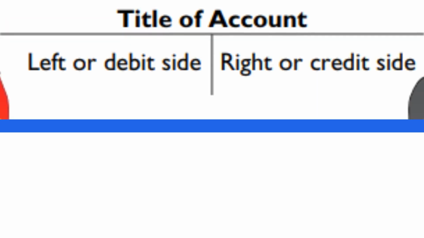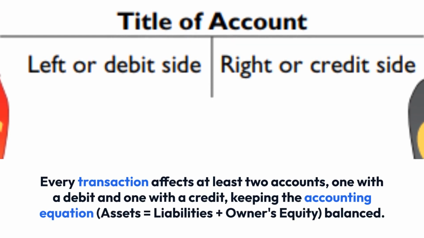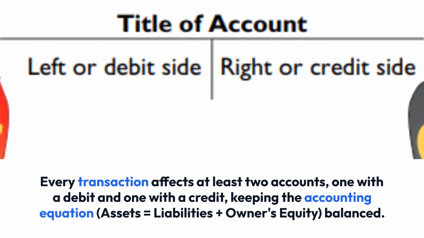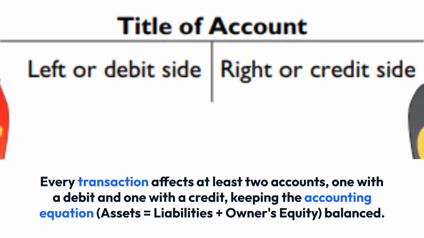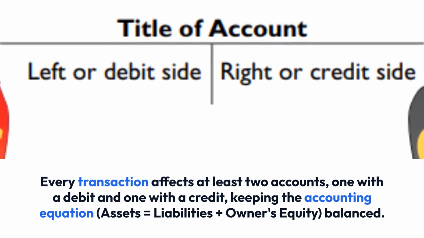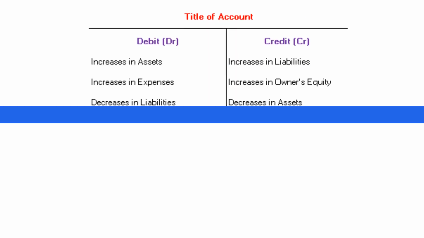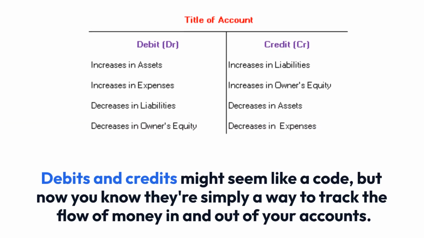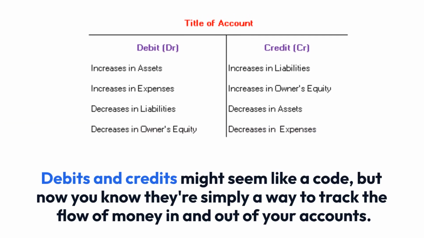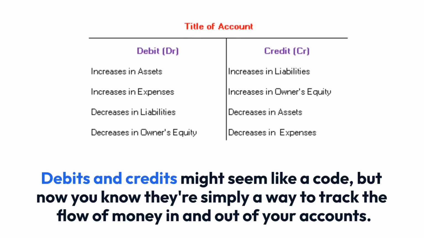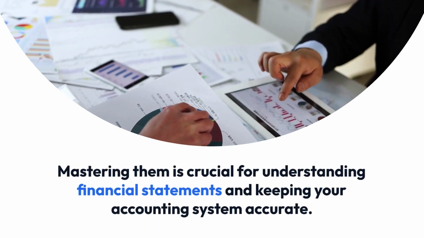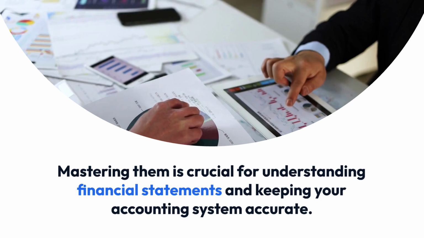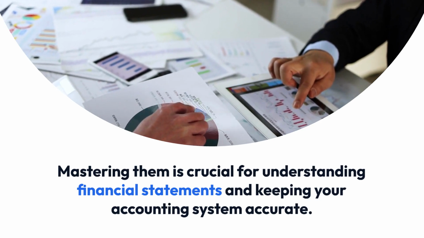Remember, every transaction affects at least two accounts, one with a debit and one with a credit, keeping the accounting equation, assets equals liabilities plus owner's equity, balanced. Debits and credits might seem like a code, but now you know they're simply a way to track the flow of money in and out of your accounts. Mastering them is crucial for understanding financial statements and keeping your accounting system accurate.